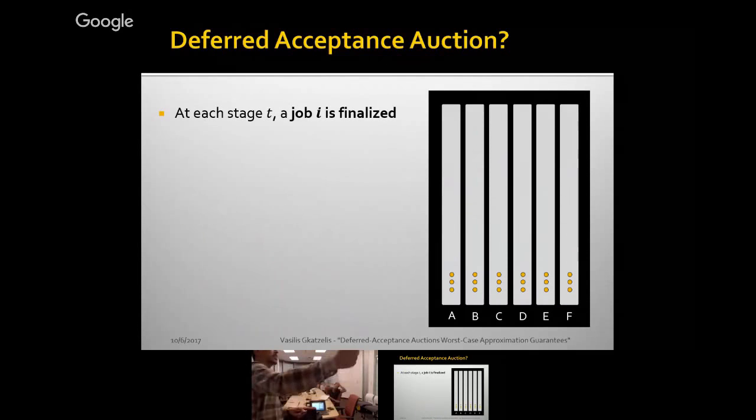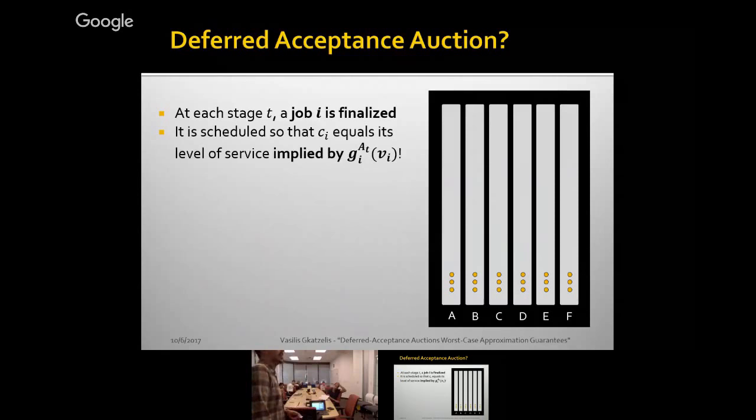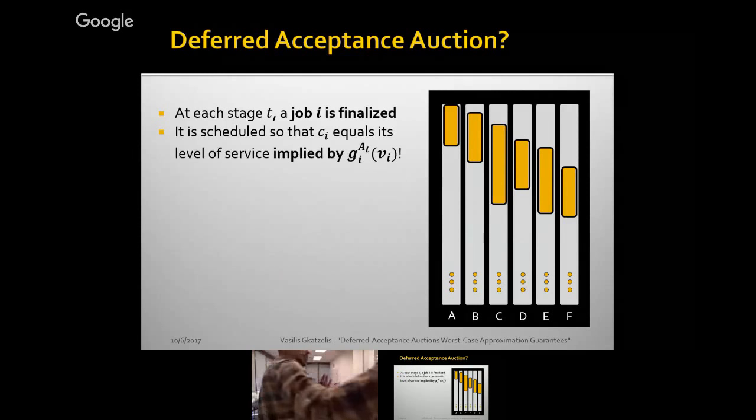So at each stage t, a job i is finalized, and it is scheduled to C_i, which is implied by the clinching function. Let's say the clinching function says something like that, and maybe this improves for others, and you start scheduling people top up, and let's say you reach this point. You've scheduled some people, some have not been scheduled yet. You know how much space you have left to schedule people.